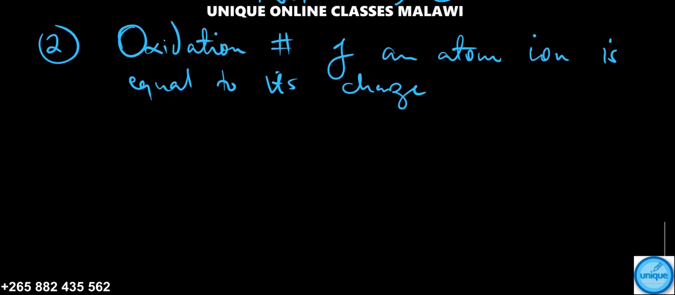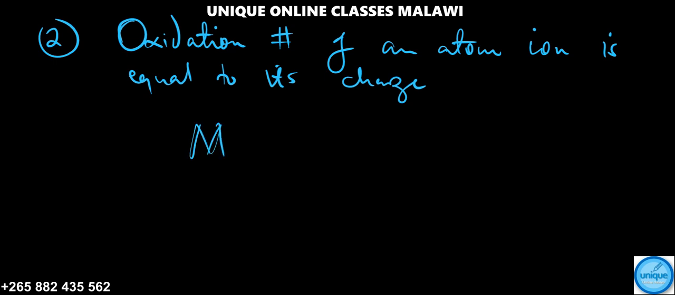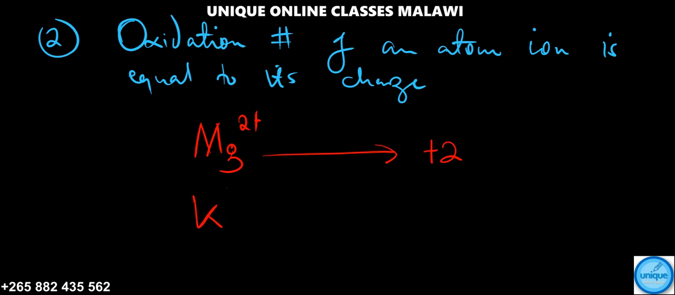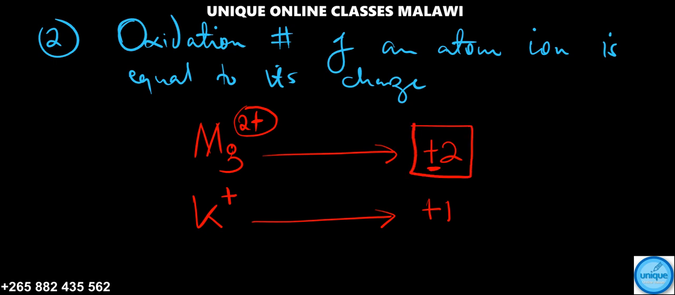You remember in the past, the ion of magnesium, let me change color. The ion of magnesium is 2+, so the oxidation number of magnesium ion is +2. Potassium is +1, the oxidation number is +1. You see, when writing charge, the sign comes after the number, right? But when it comes to oxidation number, the sign comes before the number, right?